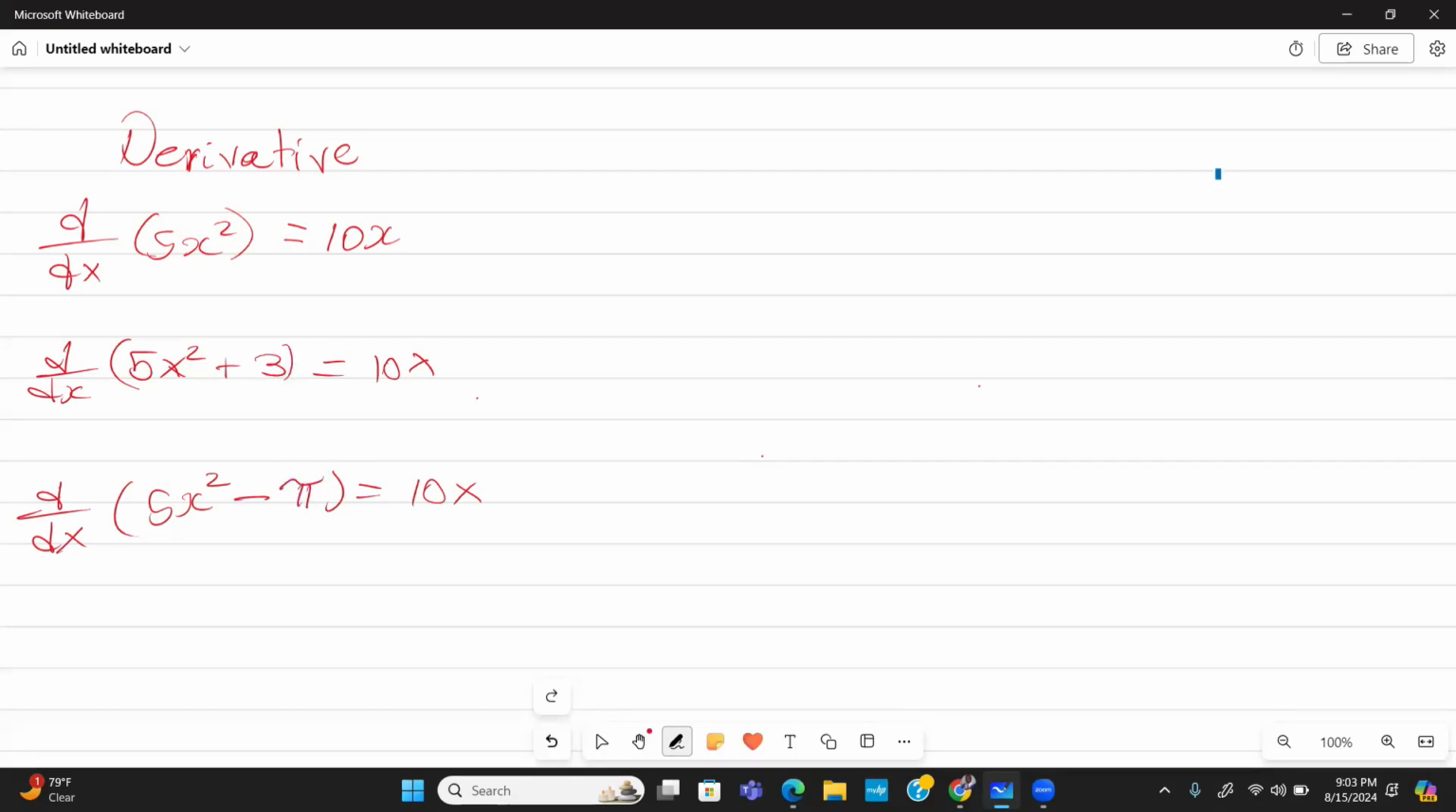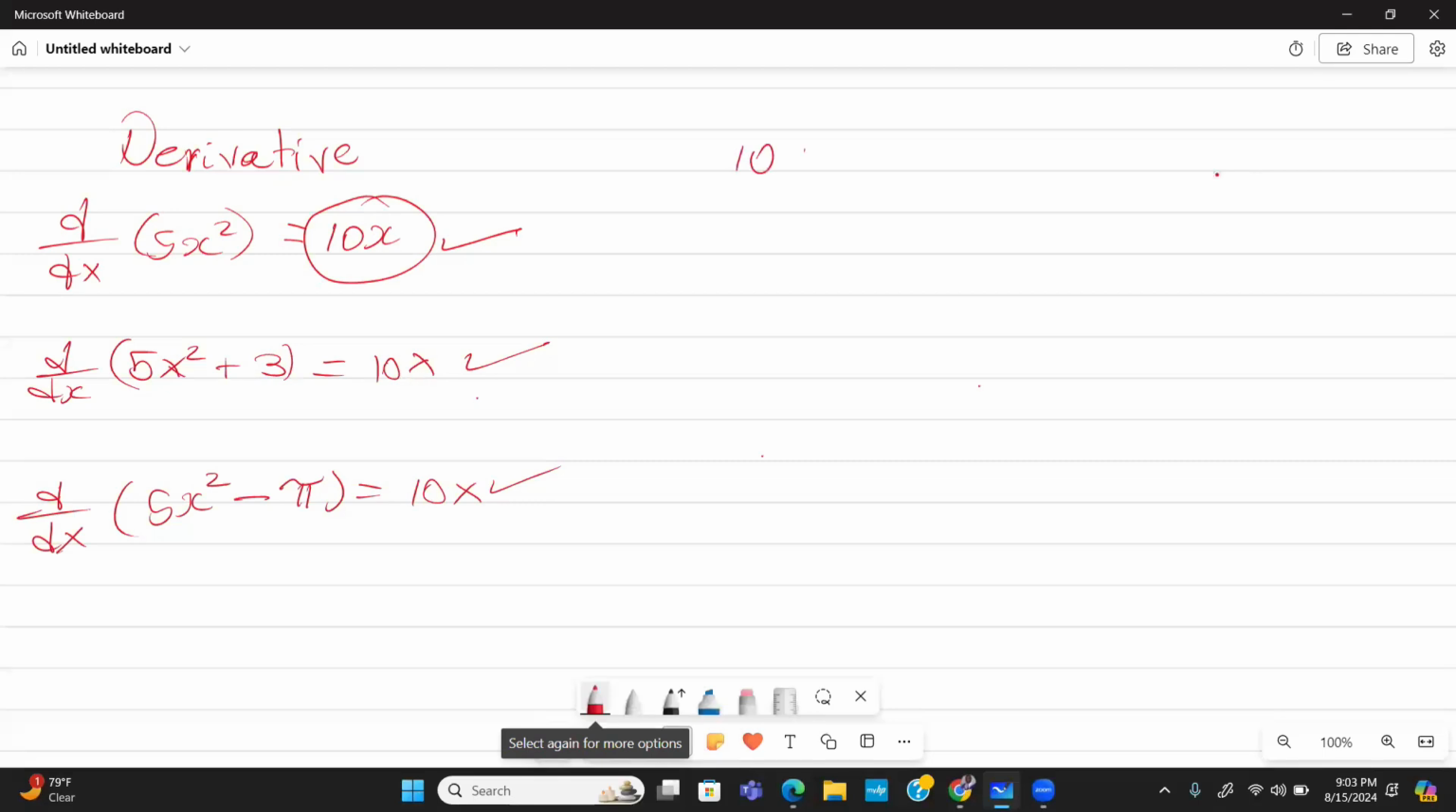So in this case, you notice that with these different ideas that we have, all the derivatives were the same. All the derivatives were actually saying 10x. What if we take the 10x and we want to ask ourselves, what was it before it became 10x, right?